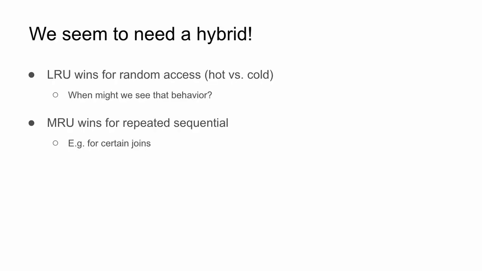Okay, so basically, if you're asking which one we need to implement in practice, the answer is that we kind of need a hybrid. LRU wins for random accesses, right? Hot pages versus cold pages. You might see something like that in web pages, for example. Most frequently used web pages, like that. But MRU wins for repeated sequential scans. You're going to see that happen with joins.